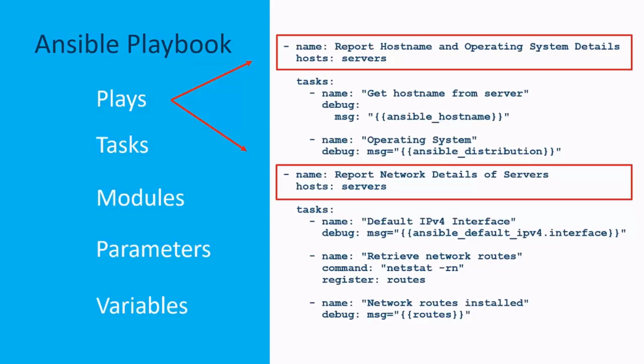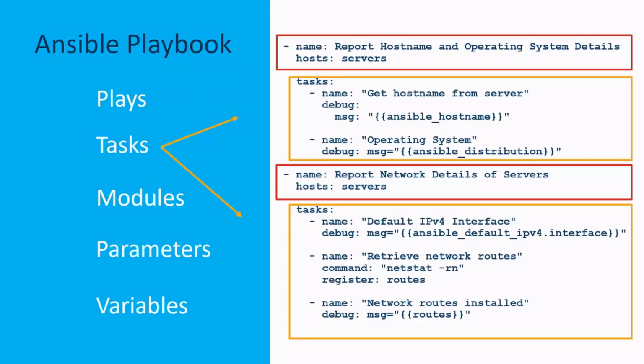The hosts are set up in the host file, and those define the actual IP address or domain names of the devices. For tasks, we have on the first play two tasks: get the host name from the server and then get the operating system. In the second play, we have three tasks. We want to find out what the default IPv4 interface is. We want to retrieve the network routes using a netstat command. We're going to put that information into a variable and then show that information with the network routes installed.